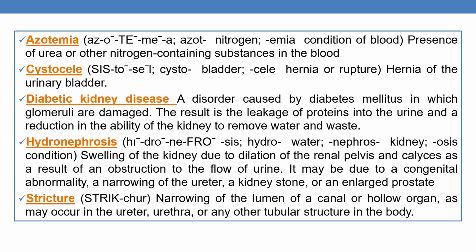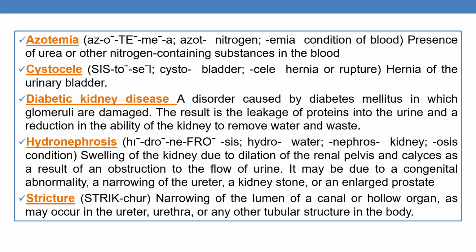The next is diabetic kidney disease, a disorder caused by diabetes mellitus in which the glomeruli are damaged, results in the leakage of proteins into urine and reduction in the ability of the kidney to remove water and waste. The next condition is hydronephrosis. Hydro means water, nephros means kidneys. Osis is condition. Swelling of the kidney due to dilation of the renal pelvis and calyces as a result of an obstruction to flow of urine.